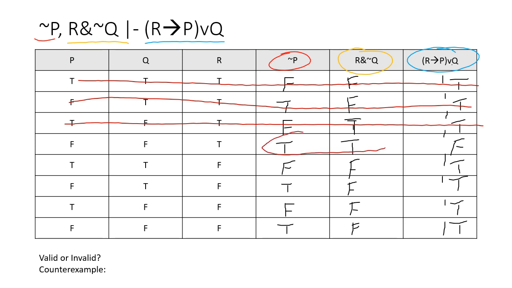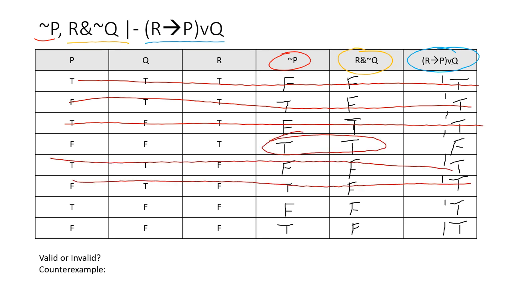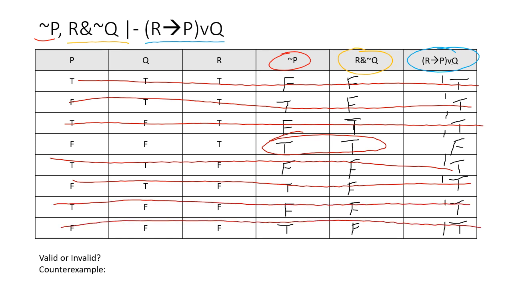Both of them are true. Both of them are false. One of them is false. Both of them are false. One of them is false. So we've only got one row in which we care about, which is this fourth row. And it so happens that our conclusion is false. So this one is also invalid.